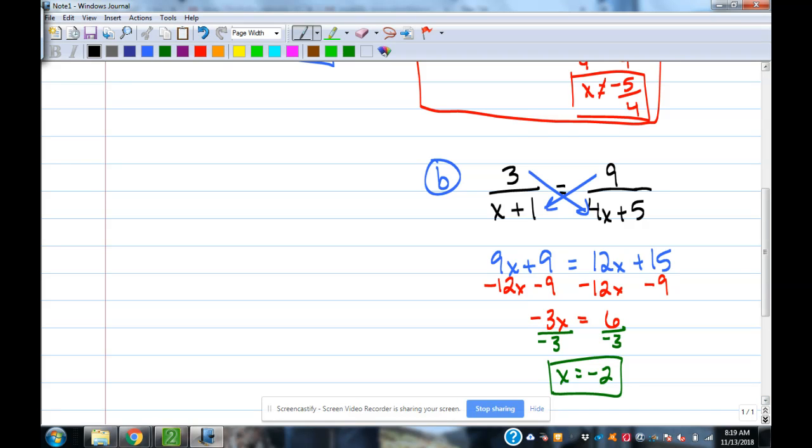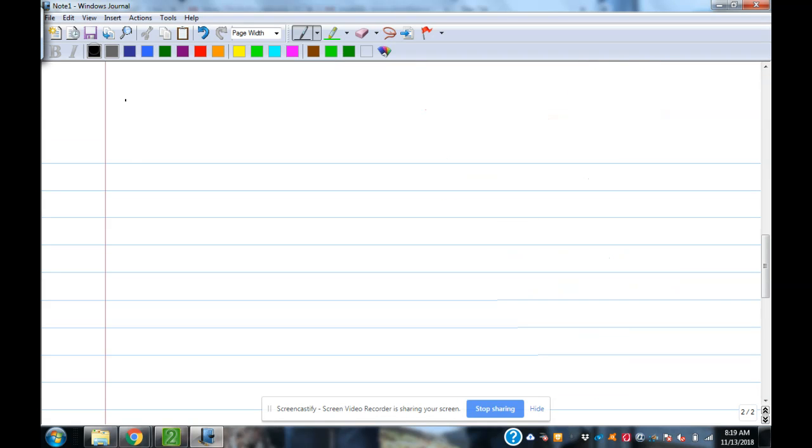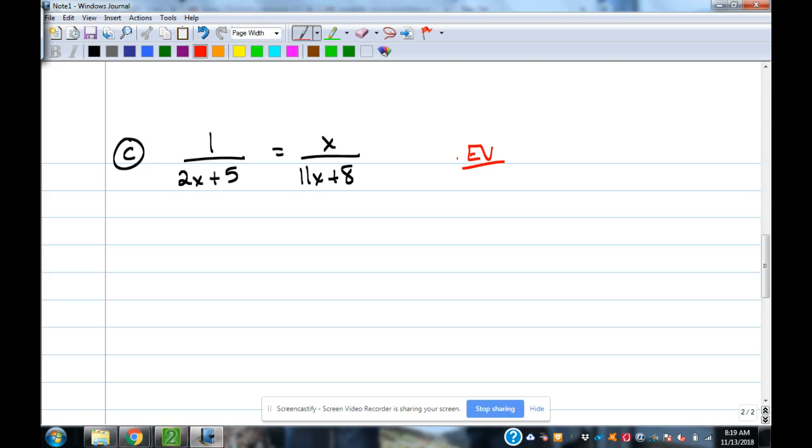All right. Let's take the same idea, same kind of problem, and up it to a little bit more of an Algebra 2 level. 1 over 2x plus 5 is equal to x over 11x plus 8. So, will this problem have excluded values? Yes, we know it will because it's got x's in the denominator. So let's find those first.